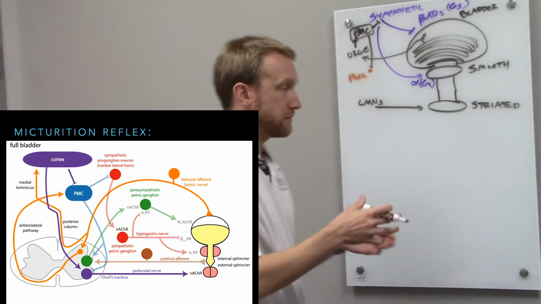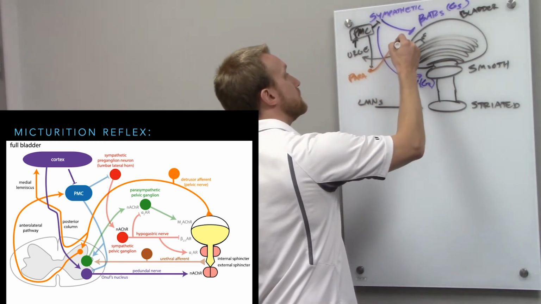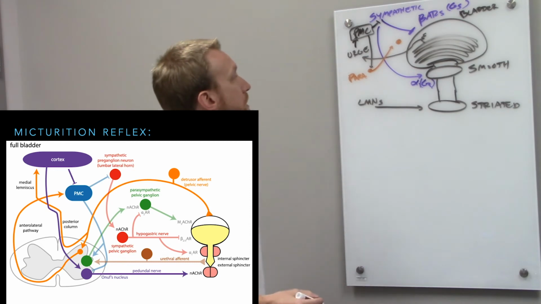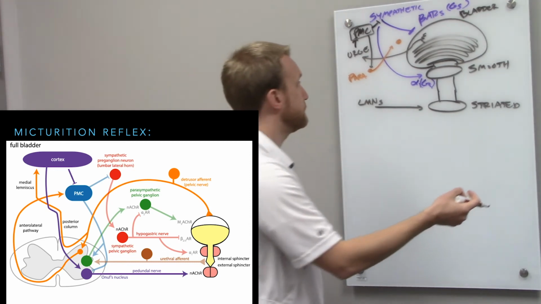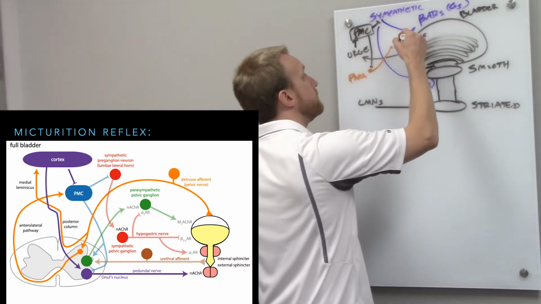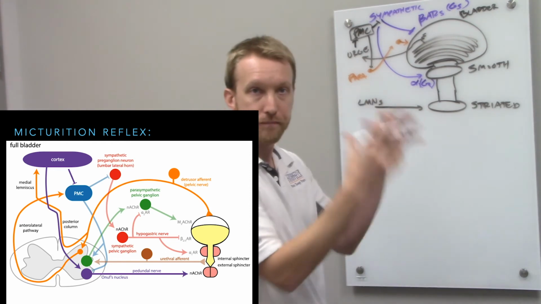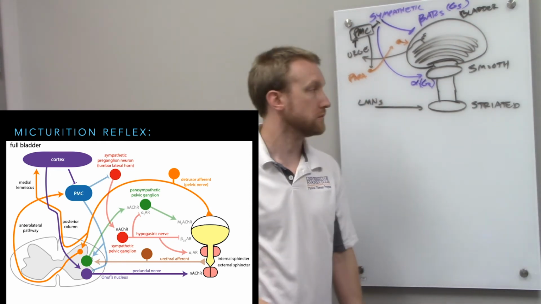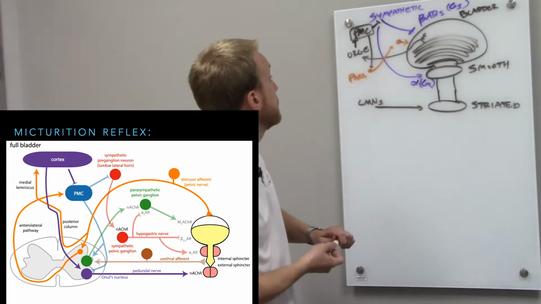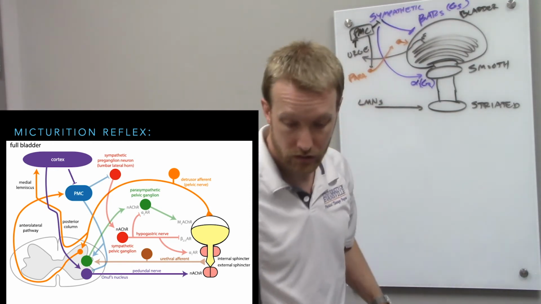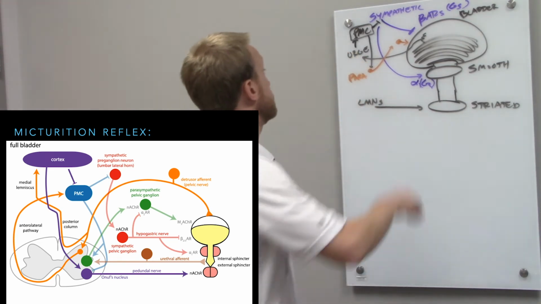Parasympathetic fibers stimulate the postganglionic neurons there, and they have different receptors. So in this case, M2, M3. So that stimulates contraction of the bladder. But we got to fully get rid of our sympathetic tone there. And that's once we actually consciously decide to urinate.